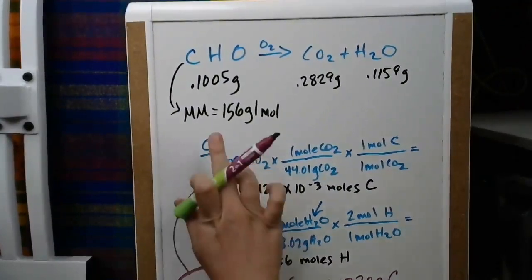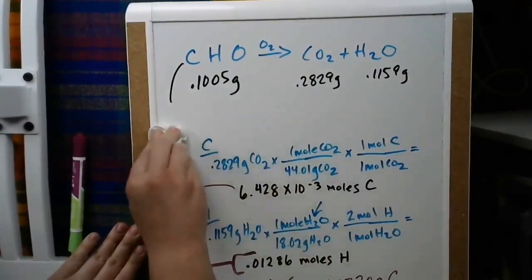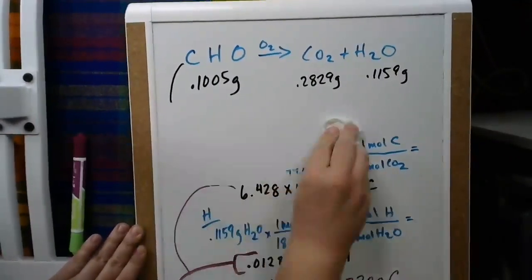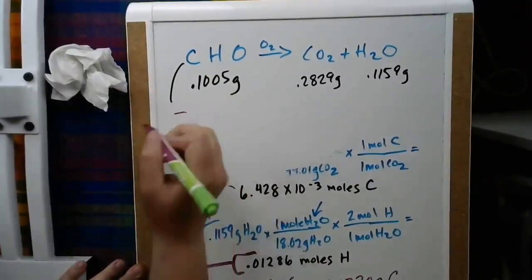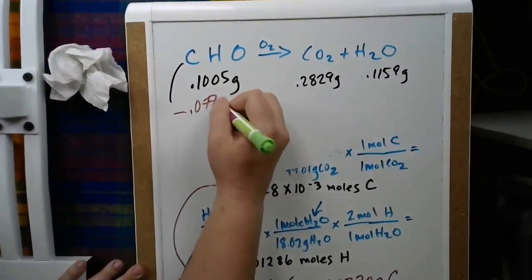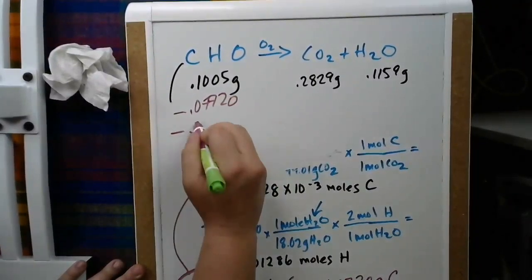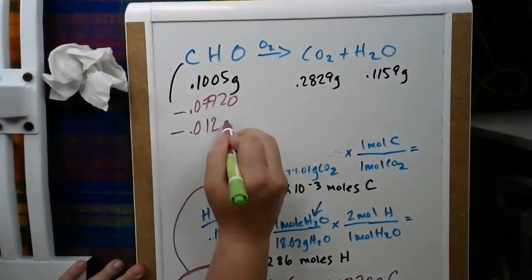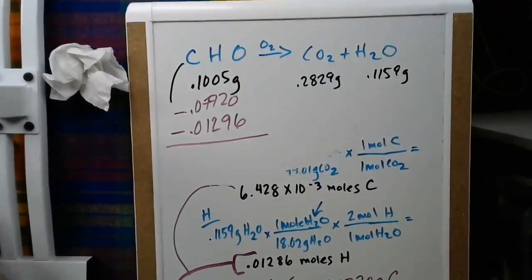Okay, now I am going to move this a little bit. So I'm going to go back up here. All right, I'm going to erase some of this stuff. I'm going to go back up here where I had my original sample, and I'm going to subtract my carbon mass from it. I'm going to subtract 0.07720. And I'm going to subtract my hydrogen, 0.01296. And I'm going to see what's left.